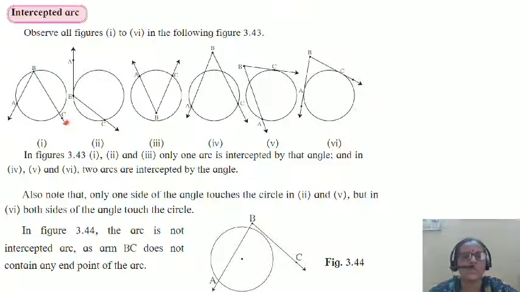Now observe figure number 1. This is figure number 1. Figure number 2. Vertex B lies on the circle. Point A lies on arm BA and point C lies on the circle. One of the arms is intersecting the circle and one of the arms is touching the circle. Here both the arms of this angle are intersecting the circle.